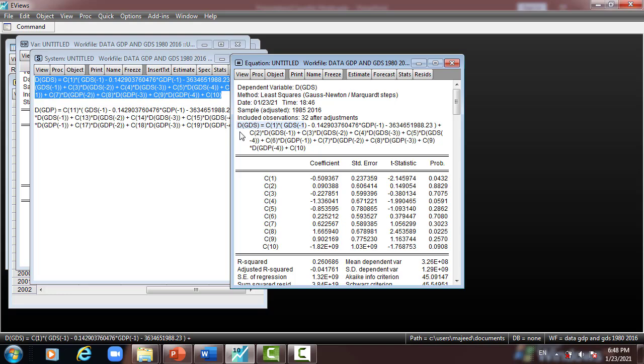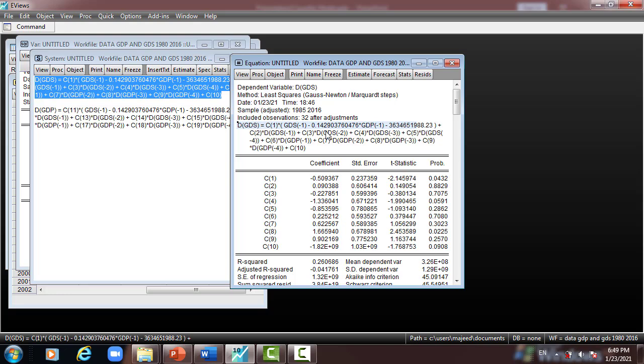From the above outcome, we can see the residual, as you can see, it's negative 50.93, of one period lag, lag 1. This is the one period lag of the long run residual of the co-integrating factor between GDS and GDP. That means GDS is the dependent variable and GDP is the independent variable.